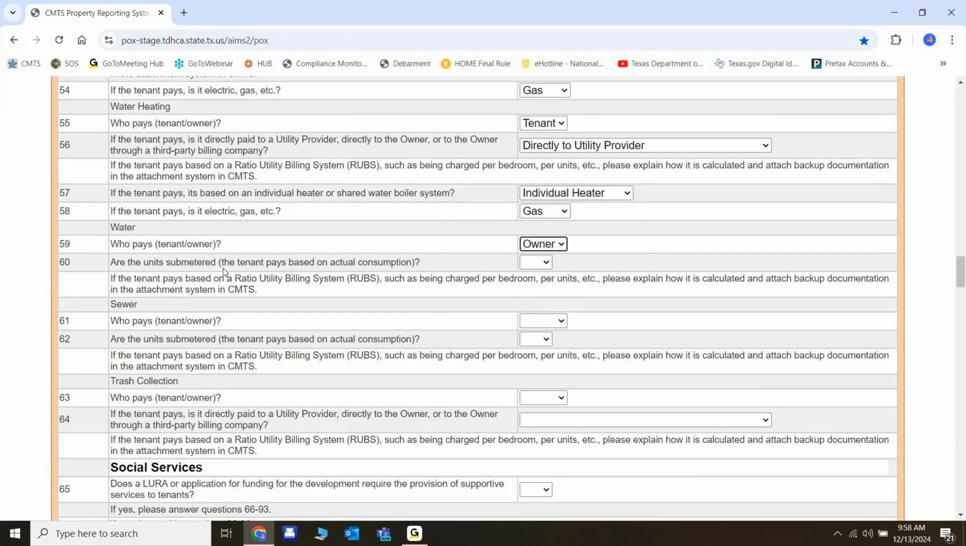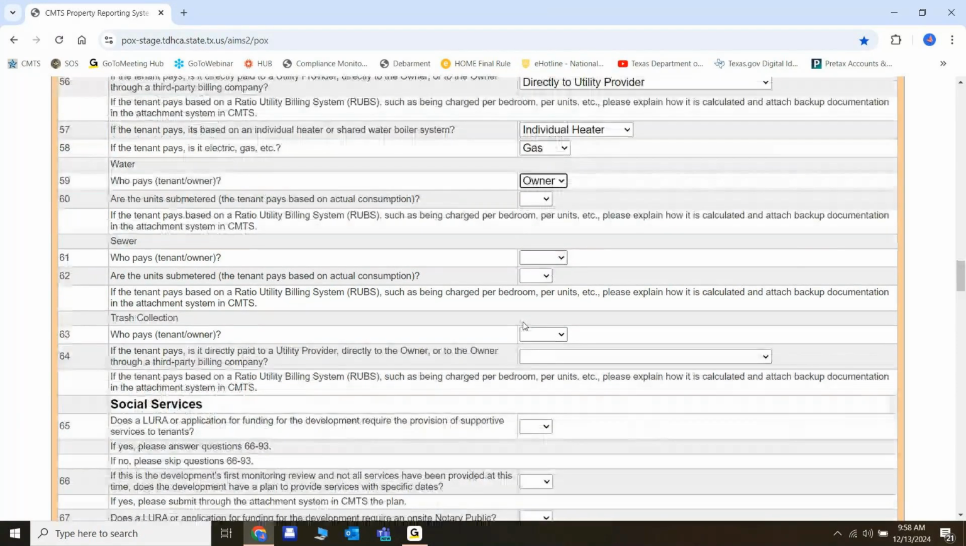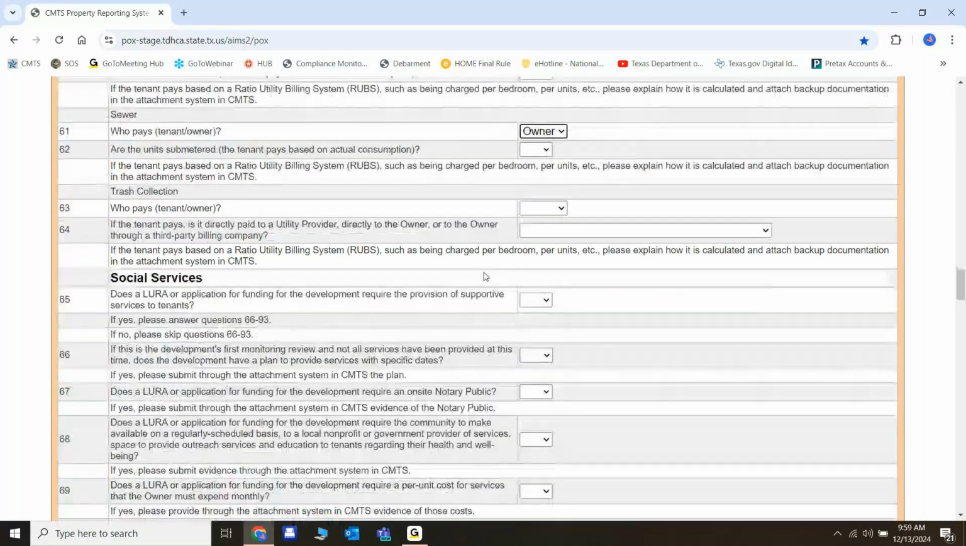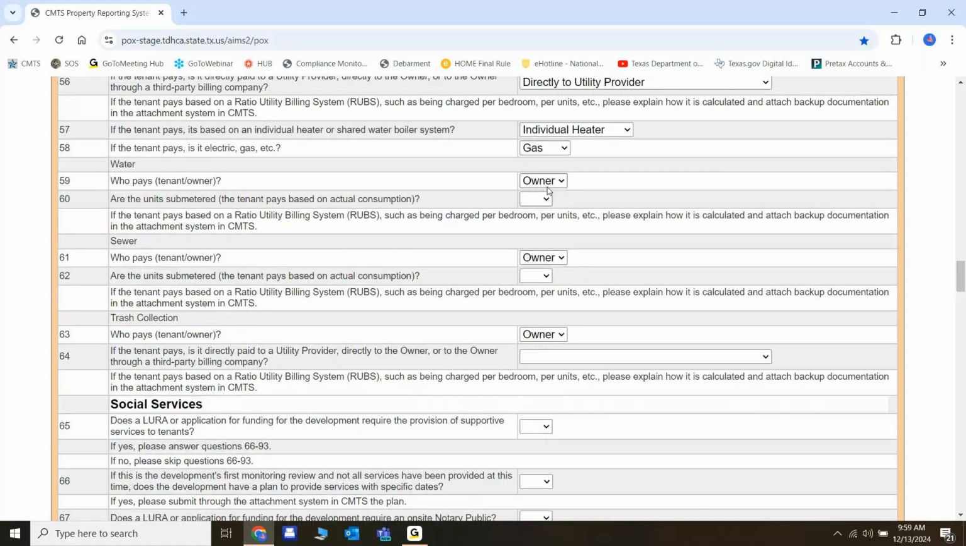Are the units sub-metered? This is only if the tenant pays, right? So we're going to skip. Sewer, owner pays. We don't have to know about actual consumption. The owner's paying that. Trash collection, owner pays. We don't have to know if it's this stuff. If it's owner, the next question is irrelevant. It's only if it's the tenant.